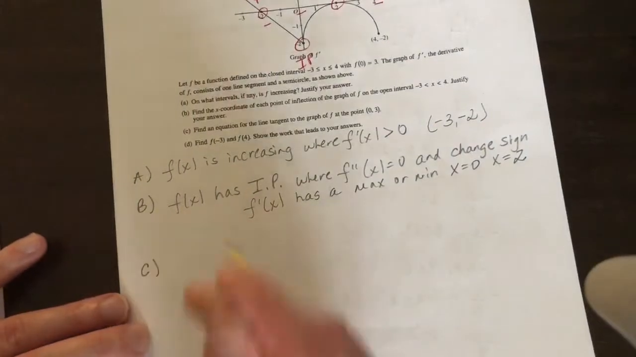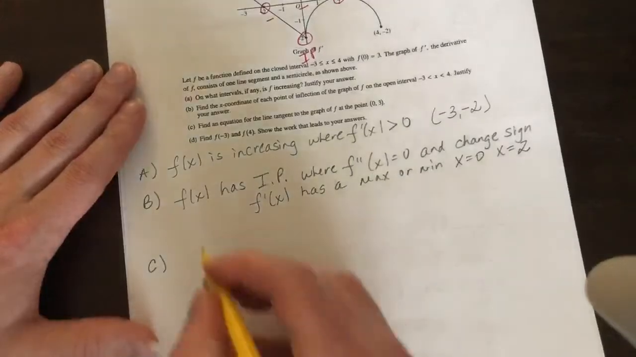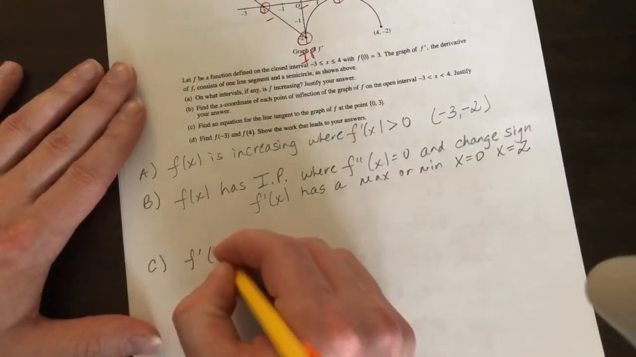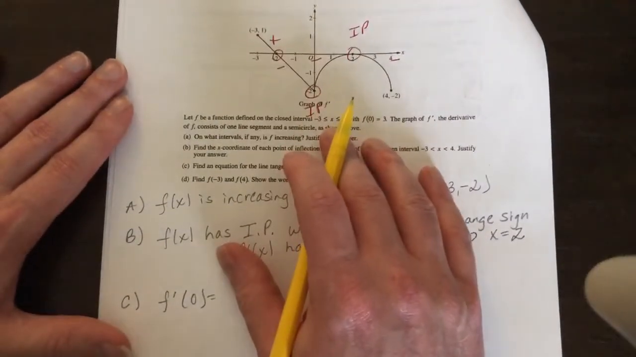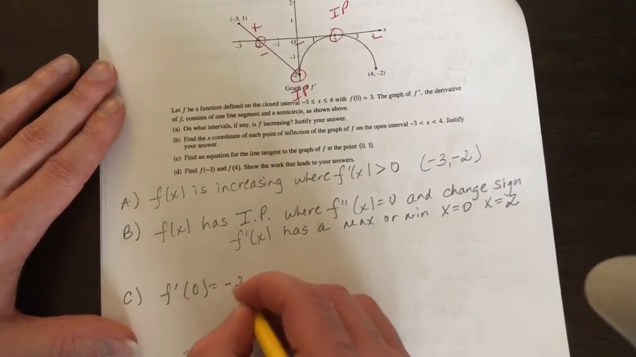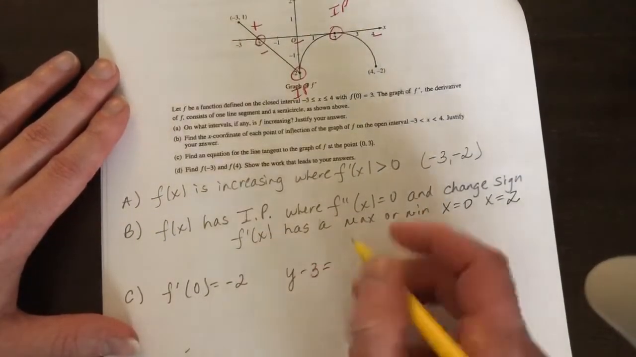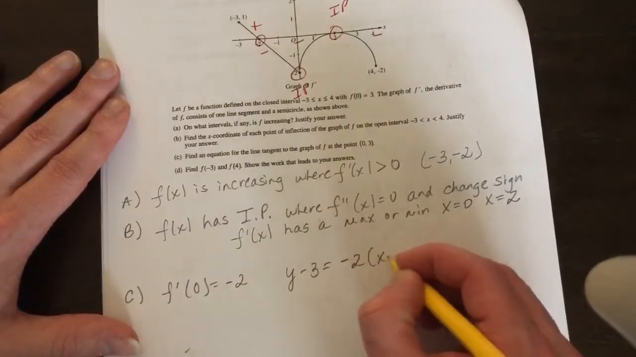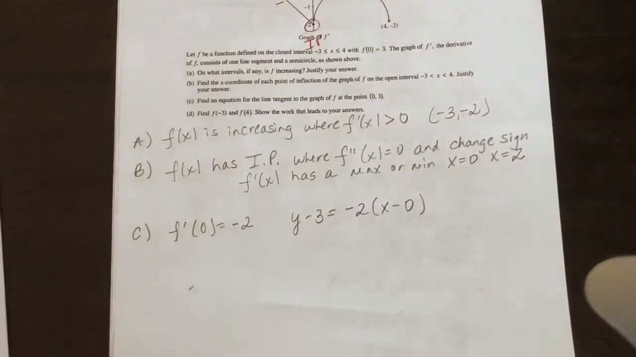Part C, it says find the equation of the tangent line for the graph of f. So f prime of 0, we read the y value from this graph because that's the derivative. So the y value at 0 is -2. So our equation of a tangent line is y minus 3 is equal to -2 times x minus 0. Nothing more to it.